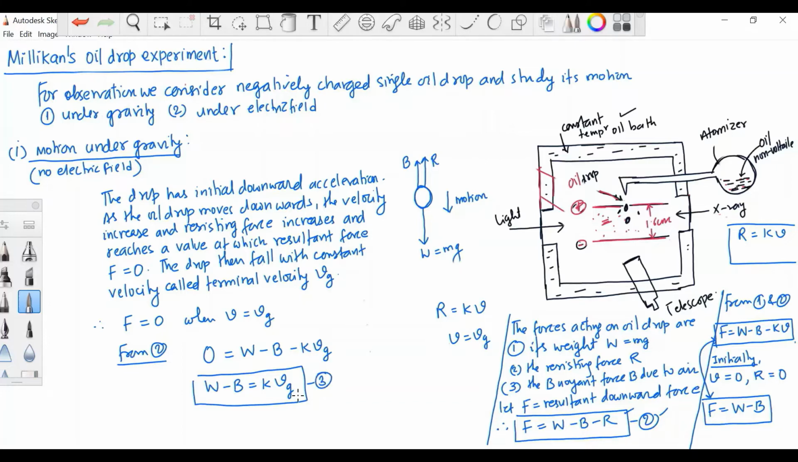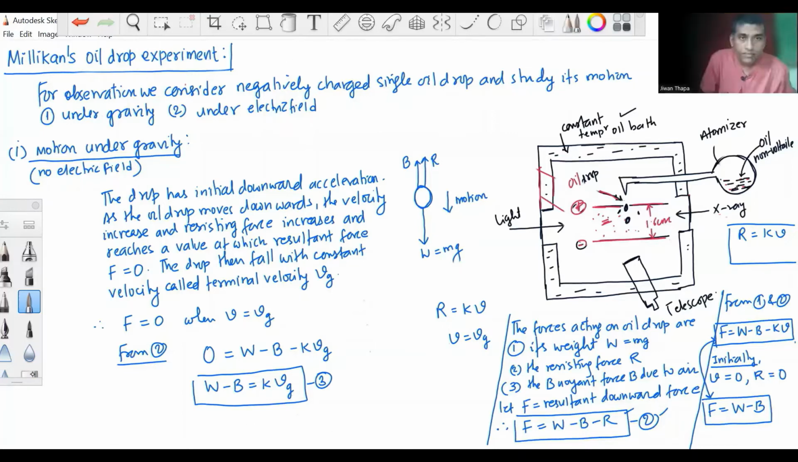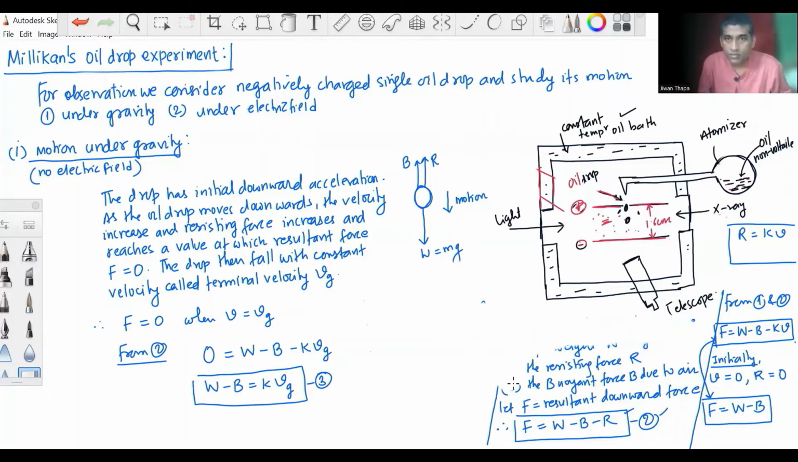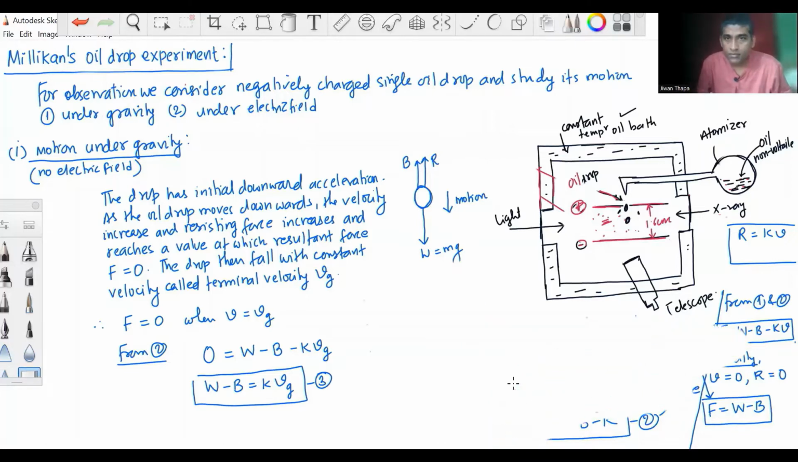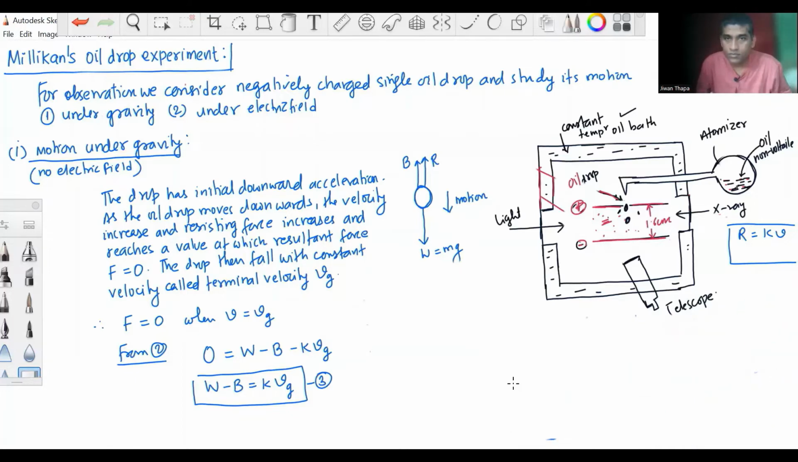Now let us suppose, first, let us denote the terminal velocity, or after attaining the terminal velocity, okay, we have this.